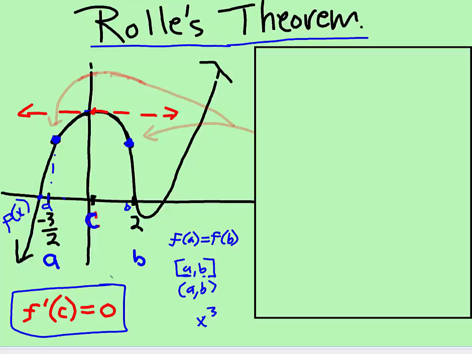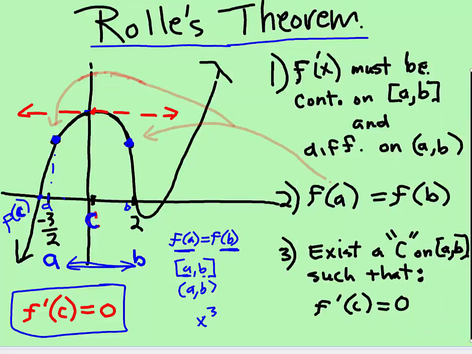If you look up there at c, there's a tangent line that's horizontal. So that's what this says: if you've got a function that is continuous and differentiable between a and b, and f of a is equal to f of b, then there will exist a c value between a and b such that at f of c, the tangent line is going to be horizontal. So let's look at what the actual theorem says.